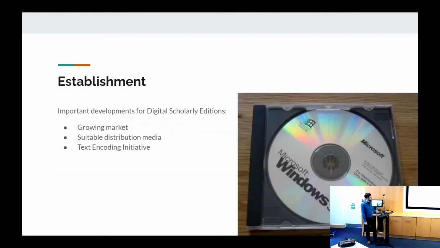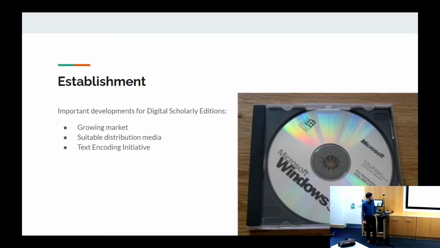And then I put this in here, establishment, because pretty much all three things I'm going to talk about are in this picture of the Windows 95 CD. Really important developments is, first off, you have a growing market. With Windows, it kind of becomes clear that this is going to be the big system that most things are going to run on, so you finally have one platform that is worth developing on. And generally, the market just grows to a point that there are enough customers who would be interested.